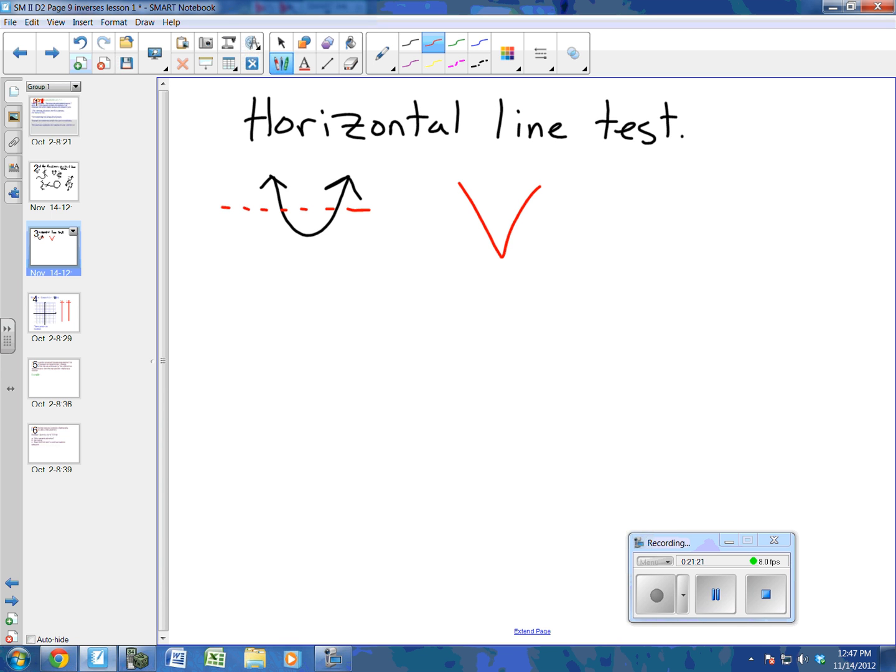Neither does an absolute value. Neither do some cubic functions. If you start adding things to cubic functions, all of a sudden it wouldn't pass the horizontal line test. So you have to test different kinds of functions to see if they're going to pass the horizontal line test. If they don't pass, then their inverse is not a function. Got it? Okay, now we're going to practice graphing one right here.